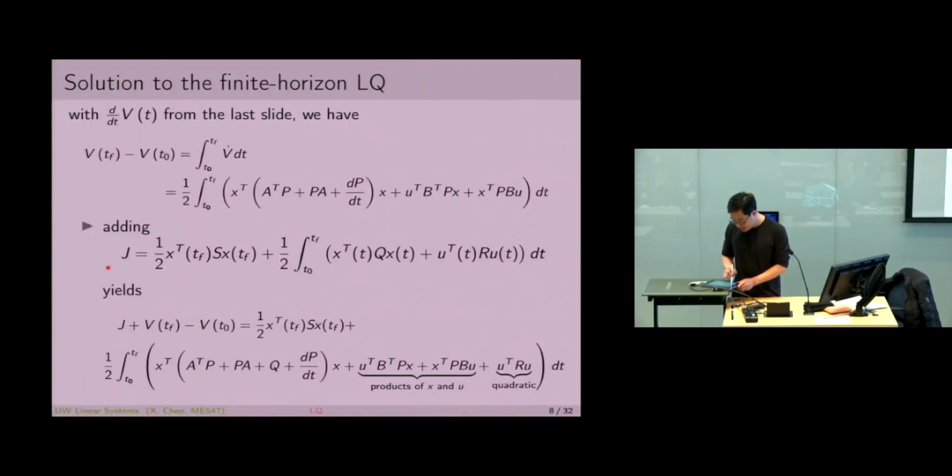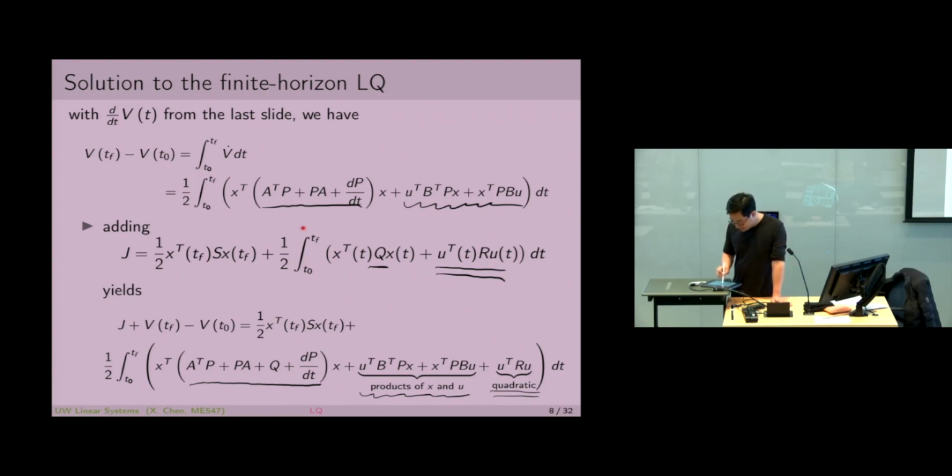Now, add this performance index to this obtained equation that also contains an integral from t0 to tf. We can have some quadratic functions that become very easy to handle. More and more quadratic terms will appear. You can see on the right-hand side, this integral will become, we have quadratic terms about x. They add together to give a new quadratic term about x, where the matrix inside is A transpose P plus PA plus this Q plus dP over dt. The cross-product terms will remain over here. And finally, there is a quadratic term about the input u.